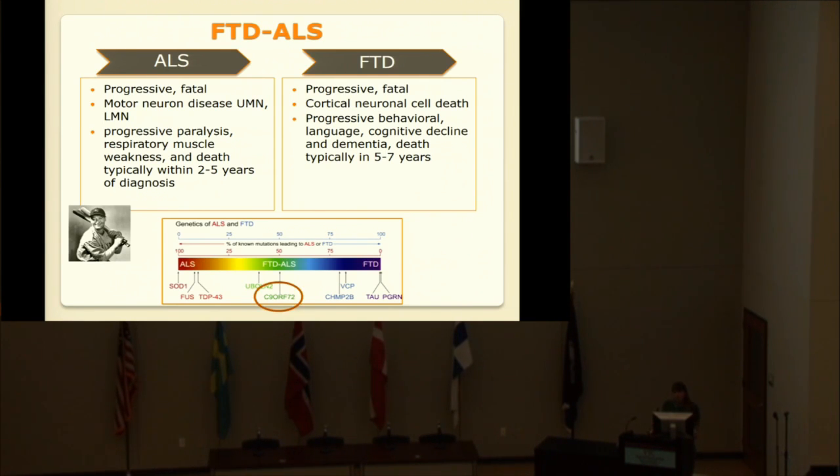C9orf72 is the most common genetic form of both ALS and FTD. And in the same exact family, patients can either get ALS, FTD, or both. We really have no understanding of what the factors are that lead to a patient developing one or the other. And we certainly don't know if the therapies that we currently have or are developing will attack whatever part of that pathway leads to both of these diseases. And certainly the cortical and the motor neuron phenotypes are very different.